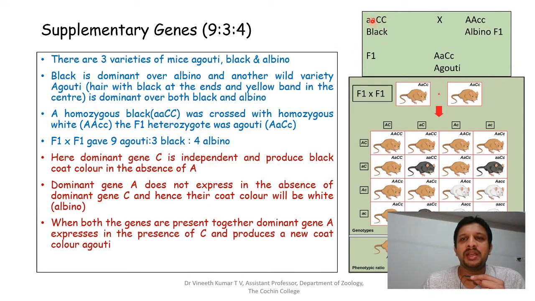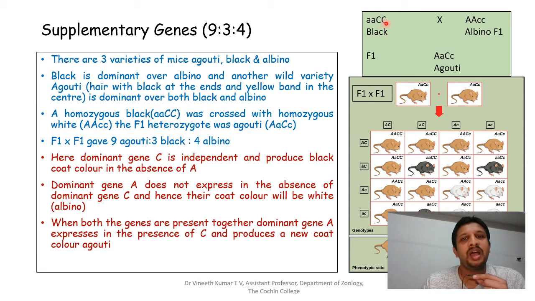You can see here when capital C is present alone. So this is a particular individual. You can see the two genes. Here the A gene is recessive and the C gene is dominant. And in this case, when C alone is present, you can see that C produces its effect.